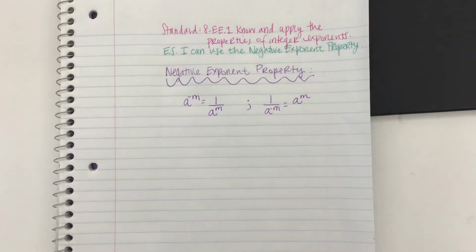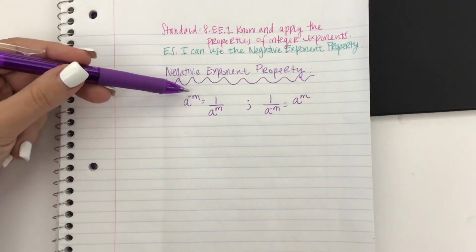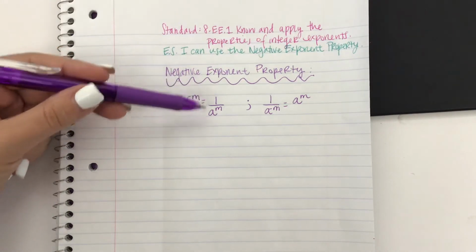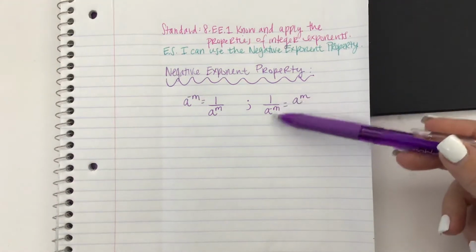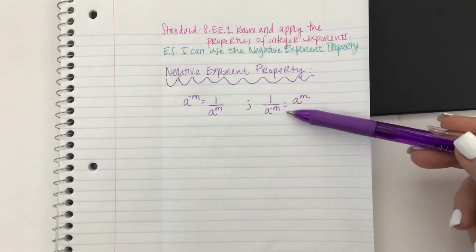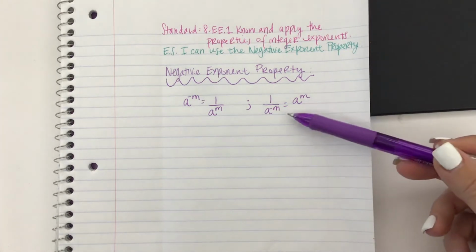Okay, the negative exponent property states that any base a to the power of negative m is equal to 1 over a to the positive m, and also 1 over a to the negative m is equal to a to the positive m. So we like to have our simplified exponential expressions with positive exponents. And the way that you get those positive exponents is by using this rule.